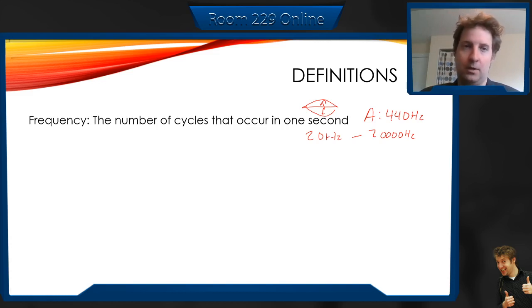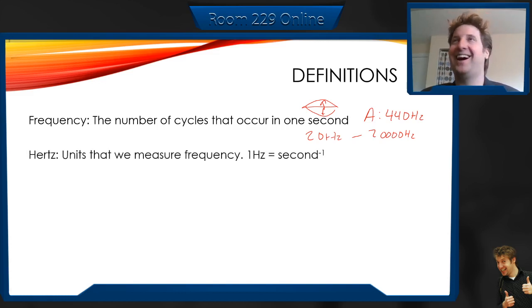Okay. Hertz. Sorry, I kind of got ahead of myself there. So hertz is what we use to measure our frequency. 1 hertz is defined as 1 divided by a second. It's how many cycles happen in 1 second. Okay, frequency defines the number of times it happens in 1 second. We measure it in hertz.